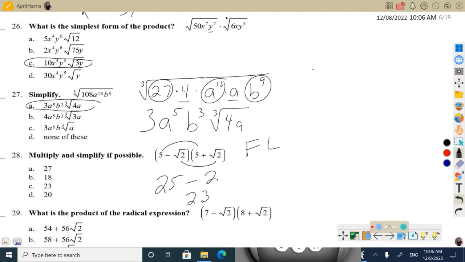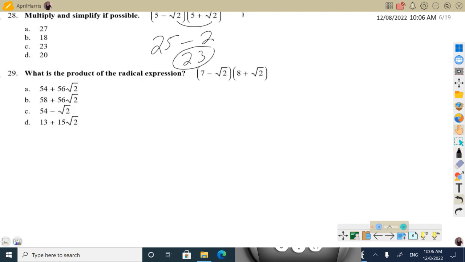We get 23. Now let me give you some advice here. Test taking skills. Look at all your answers. Are they nice? Couldn't you just type this in the calculator then? Sure enough. Okay. Last problem on this page. What is the product? Now, can I FOIL on this one? No, you're going to have to FOIL.